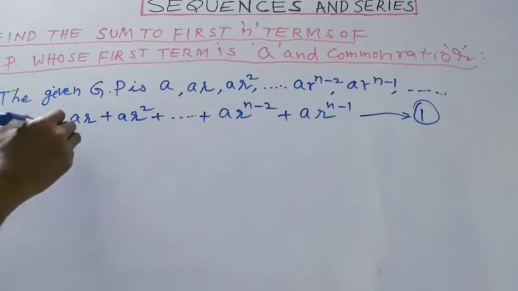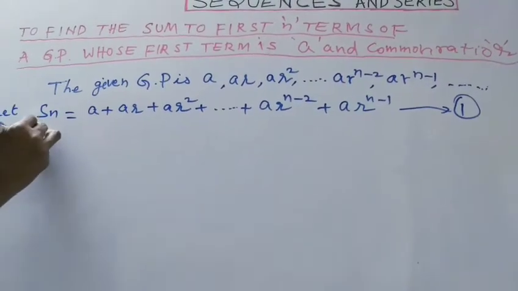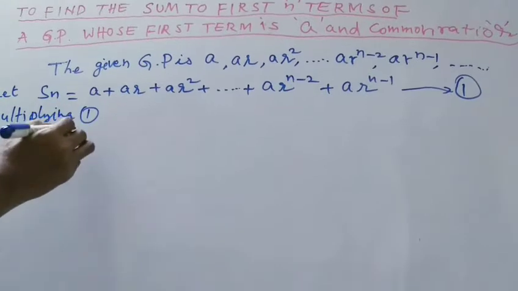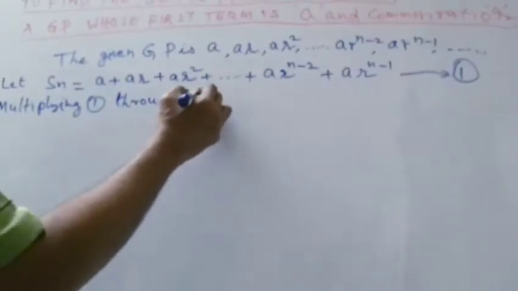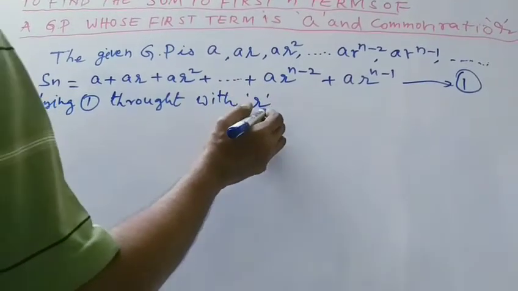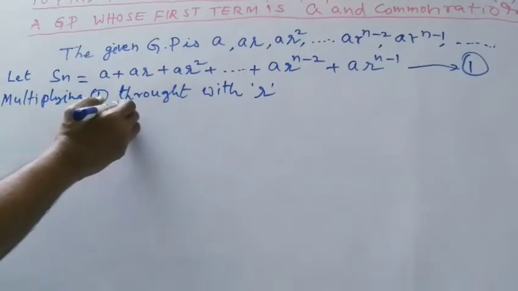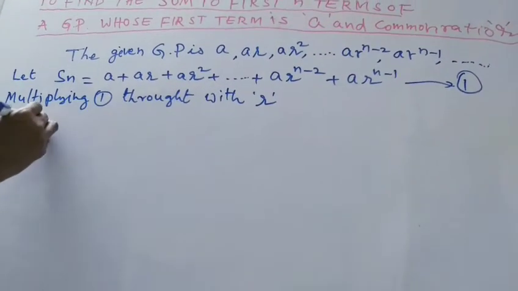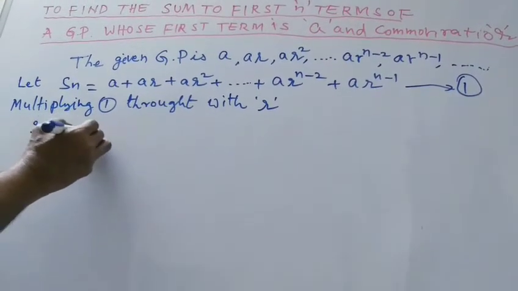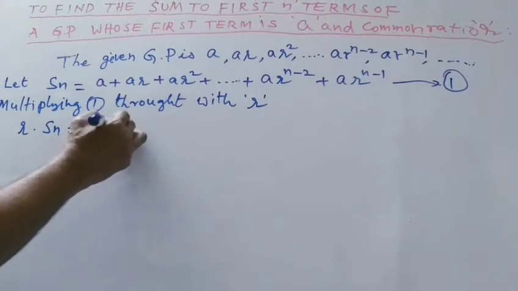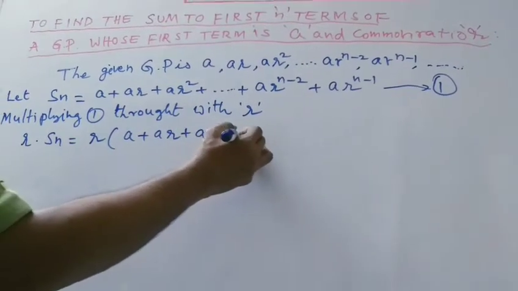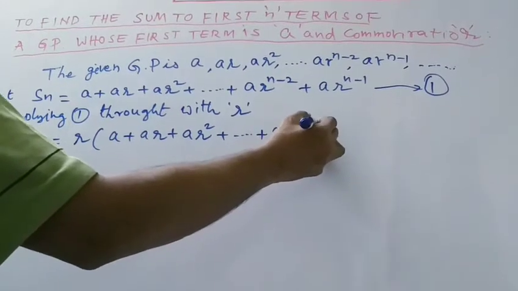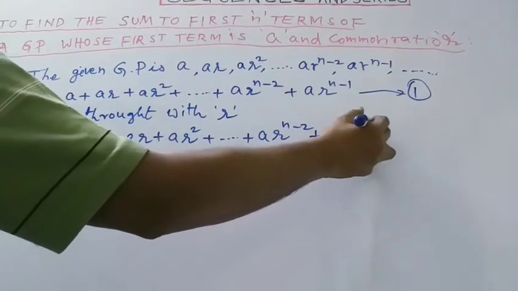Multiplying this first one throughout with r, here common ratio r, it becomes r into Sn is equal to r of a plus ar plus ar square plus and so on plus ar to the power of n minus 2 plus ar to the power of n minus 1.